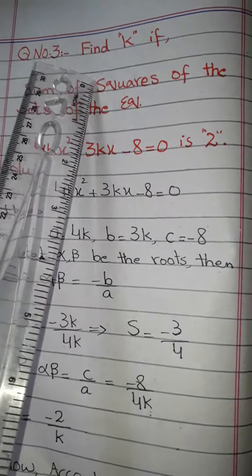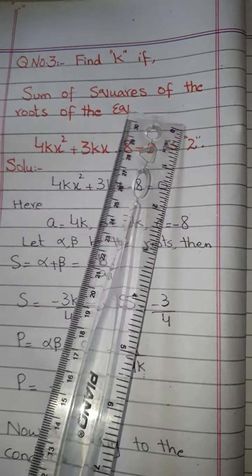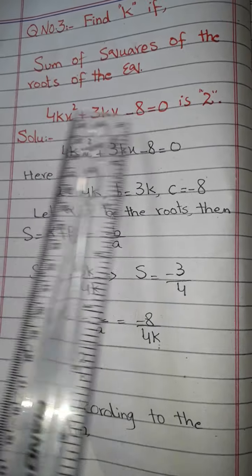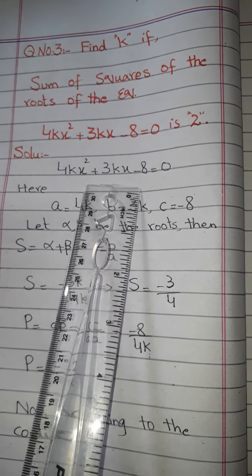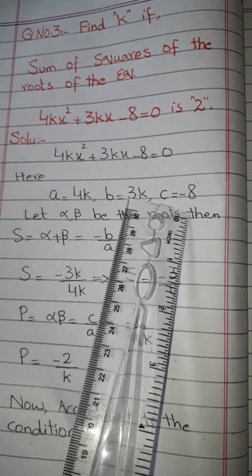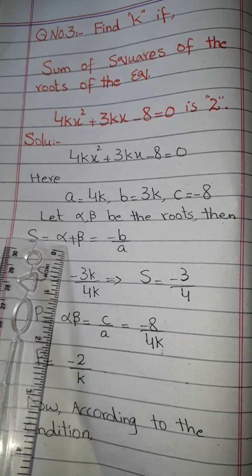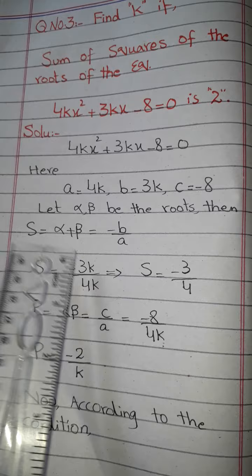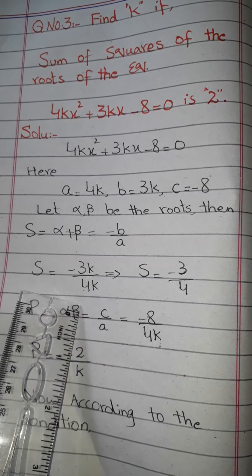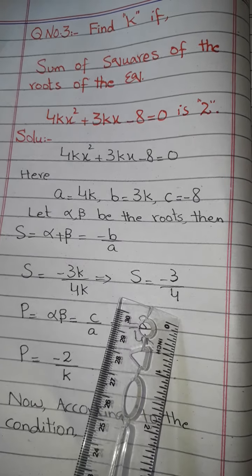Question number 3. Find k if sum of squares of the roots of the equation this is 2. Rewrite the equation. Separate the values of a, b and c. Let alpha beta be the roots. Then S is equal to alpha plus beta, which is equal to minus b by a. Put the values of b and a. We get S is equal to minus 3 by 4.